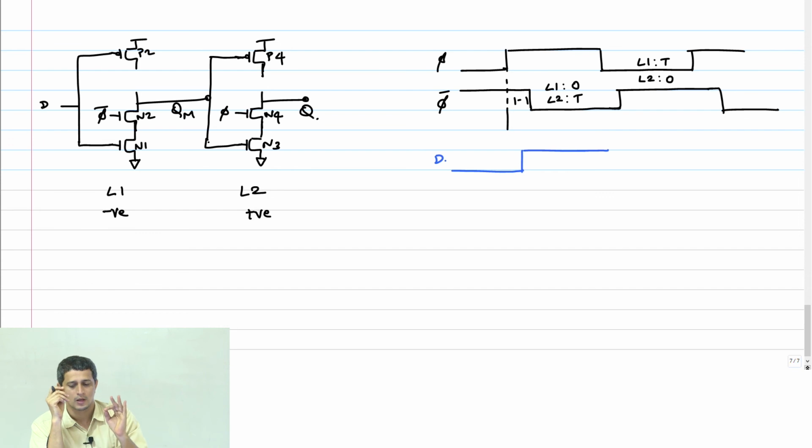Now, this is the difference that you have to be careful about from the previous analysis that we did on the non-sampling edge and the sampling edge. Remember, if D happens to go through, because there's a pull down path available, therefore if D goes to 1, QM will fall to 0. What happens after the overlap is done?